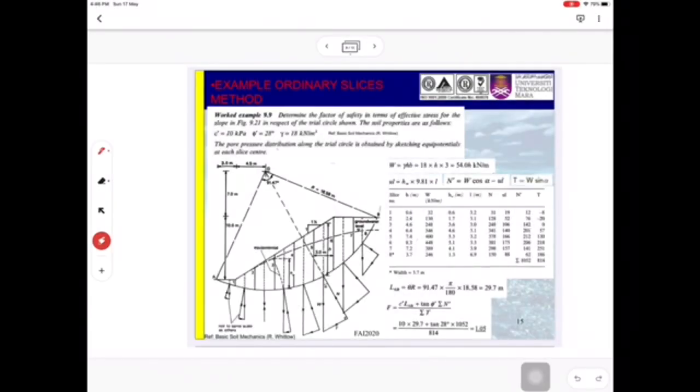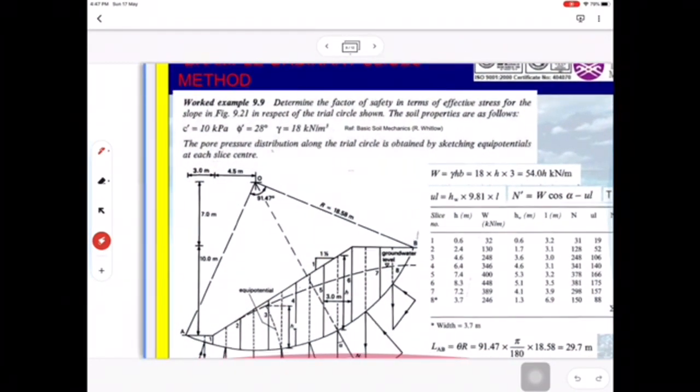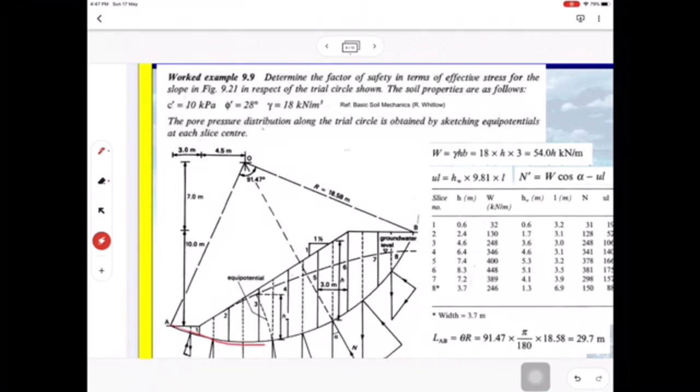Next example, I took it from Basic Soil Mechanics. Majority of you have this book from Whitlow. Okay, so worked example 9.9. It asks you to determine the factor of safety in terms of effective stress for the slope in the figure. This is the figure. Okay, O is here. So outline AB. So we have 8 slices: 1, 2, 3, 4, 5, 6, 7, 8.